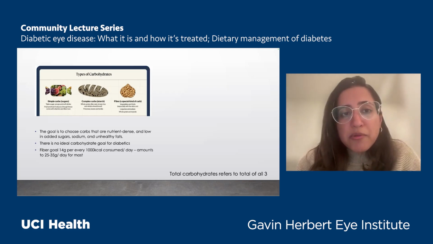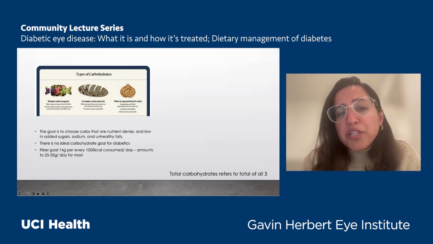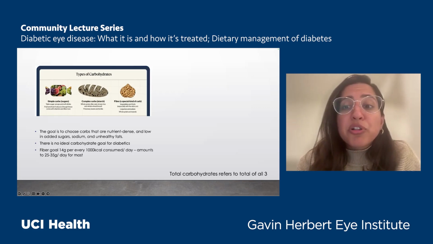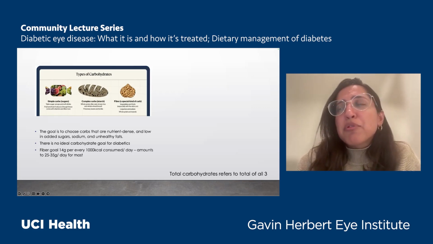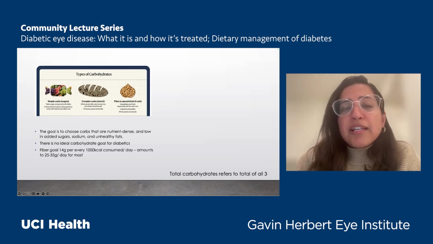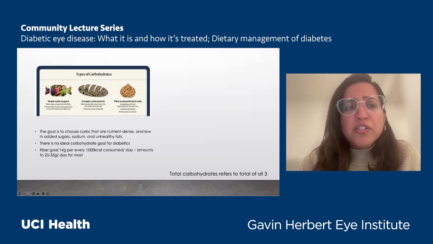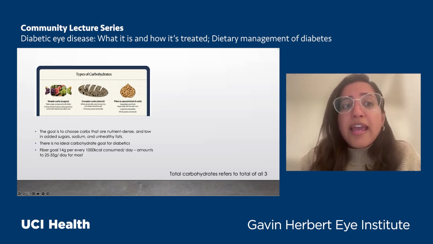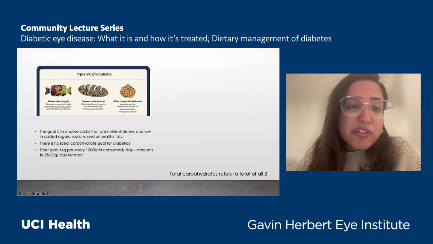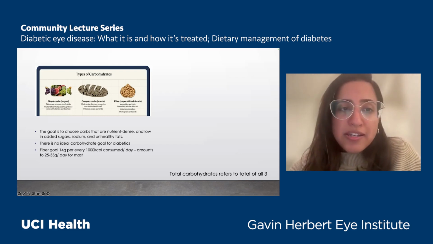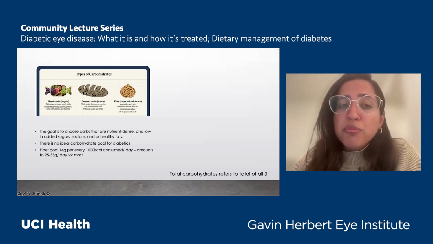And thirdly, we have fiber, which is an indigestible part of plant food that's really important for digestion. It keeps you full and prevents glucose spikes. So some examples would be vegetables, fruits, legumes, pulses, whole grains, and seeds. Now, when you're consuming carbs, the goal is to choose carbs that are nutrient dense and low in added sugars, sodium, and unhealthy fats. The American Diabetes Association does not give an ideal carbohydrate goal for diabetics. They focus more on the quality of carbs rather than the quantity, and we'll talk more about that.